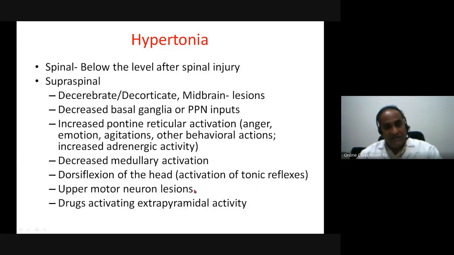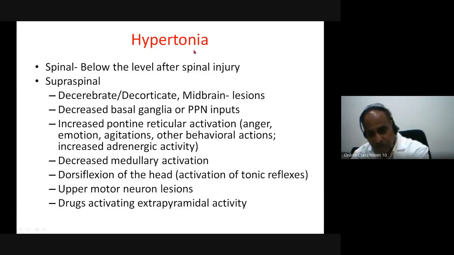Upper motor neuron regions form this decerebrate, decorticate midbrain. They will increase the gamma motor neuron activity and hypertonia. Drugs activating the extrapyramidal activity increase the hypertonia.